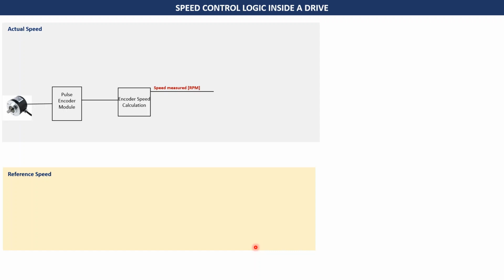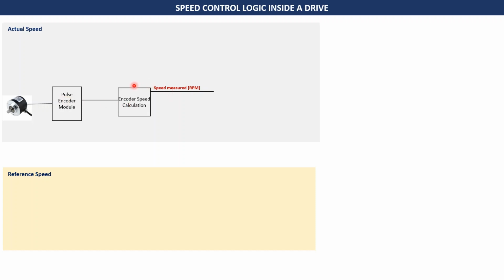So actual speed, as you might already know, an encoder is an instrument which is installed in the motor, and this gives out pulses according to the actual speed of the motor. As you see here, the encoder signals, which are digital pulses, go to a pulse encoder module. Now this is a hardware module which converts the signals and sends them to the drive.